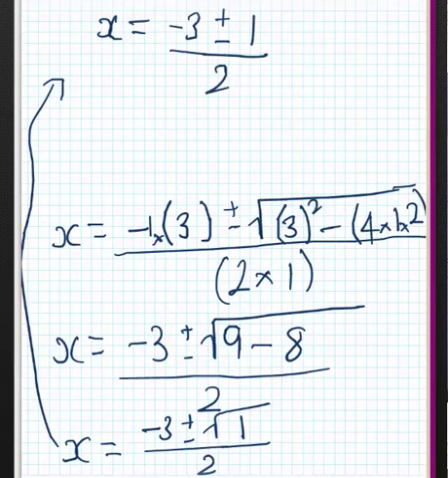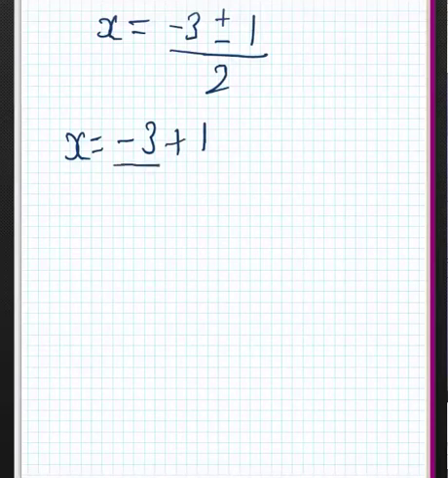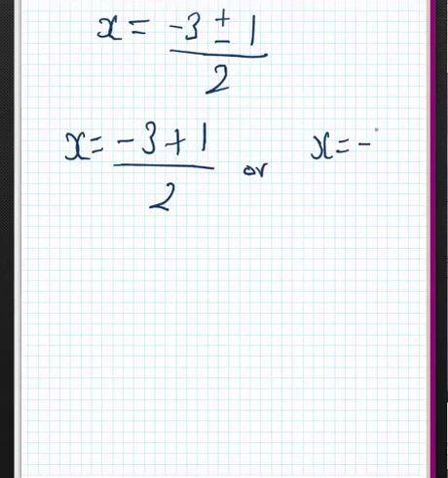Now this might be confusing you right now, and I'll show you what we mean by plus or minus. It basically means we've got two options. To go minus 3 plus 1 as our first option, and then to go minus 3 minus 1. And that's all it's saying. So now to separate this, to show it more clearly, we can have x equals minus 3, and I'm going to put plus first, so plus 1 divided by 2. Or we can have x equals minus 3. Instead of plus, we will minus 1 and divided by 2.